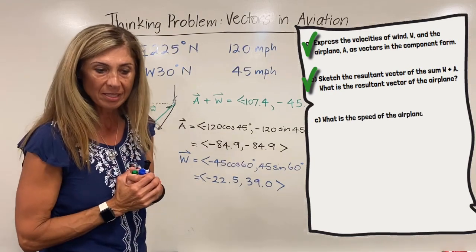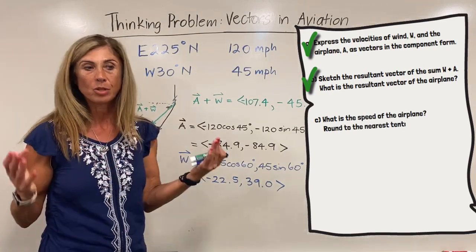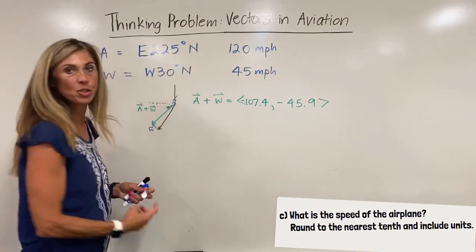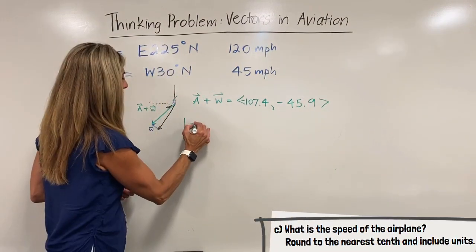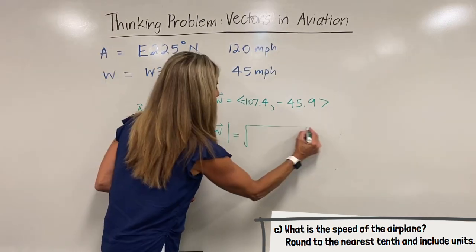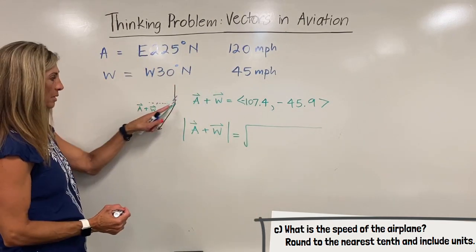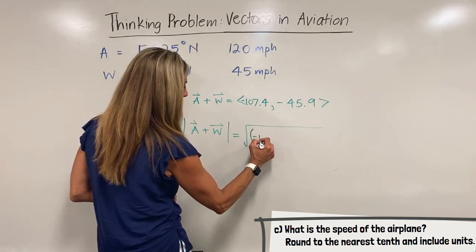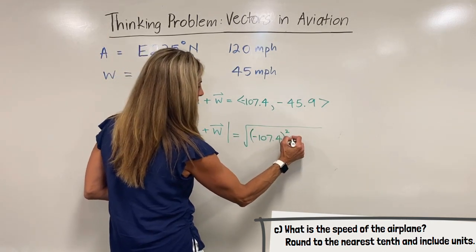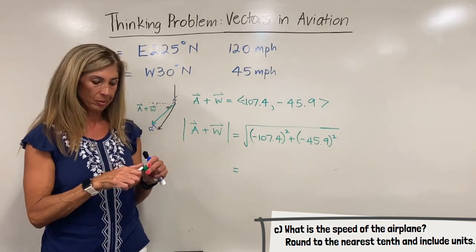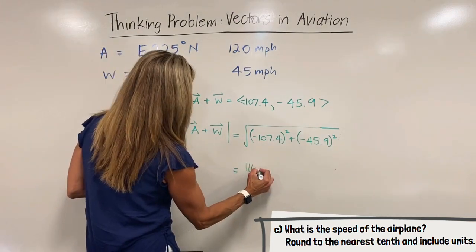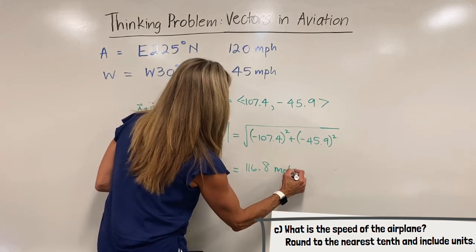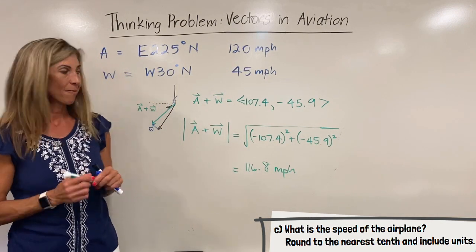Typically, as in part C, you will be asked for what is the resultant speed. Resultant speed is simply the magnitude of this vector. We will take our plane and wind vector and find the magnitude. Since this is a right angle triangle, we can use Pythagoras' theorem where we are finding the hypotenuse. And when we do this calculation, we get 116.8. And the magnitude is actually the speed of the resultant vector.